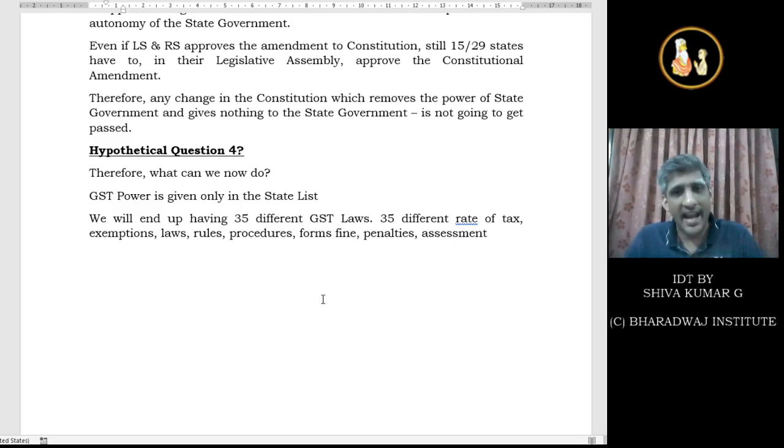Which means again we'll end up having 35 different taxes. Today what are we having? 35 different taxes. If I give power to the state government, what will happen? Tomorrow 35 different GST taxes will come. Today we have 35 different sales tax laws. Tomorrow we will get 35 different GST tax laws. What is the difference? Only the name of the act changes. 35 different laws still continue. Therefore, I should not give power to the state government either.